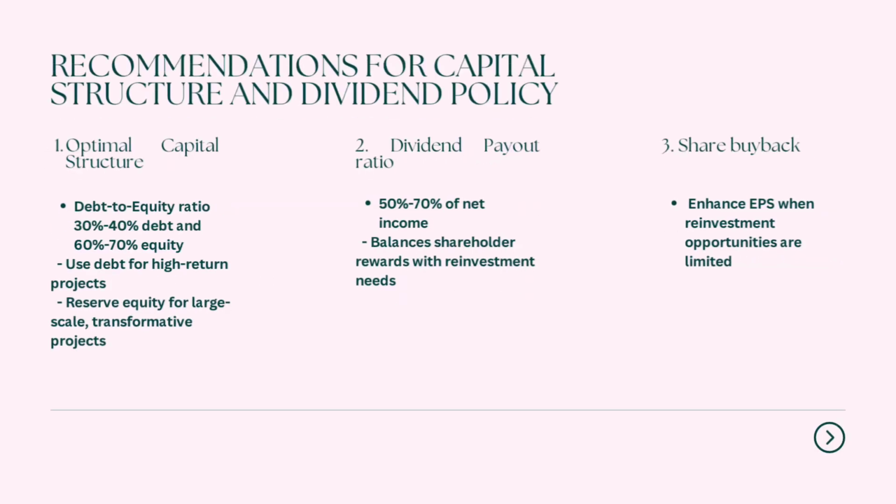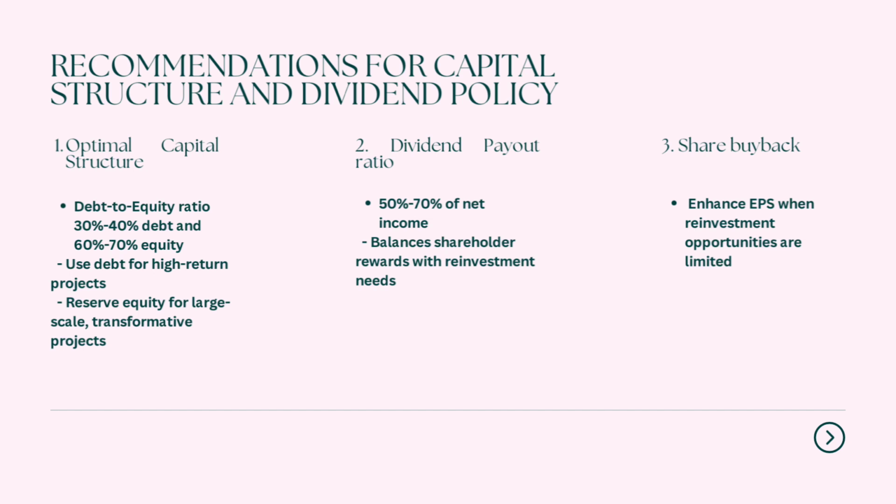So those are the recommendations for capital structure and dividend policy. To ensure financial flexibility and growth, we recommend a debt to equity ratio of 30% to 40% debt and 60% to 70% equity. This is because debt should fund high return projects like facility upgrades and market expansion, while equity should be reserved for transformative projects like R&D and acquisitions. This will balance the approach, minimize risk while maintaining flexibility.